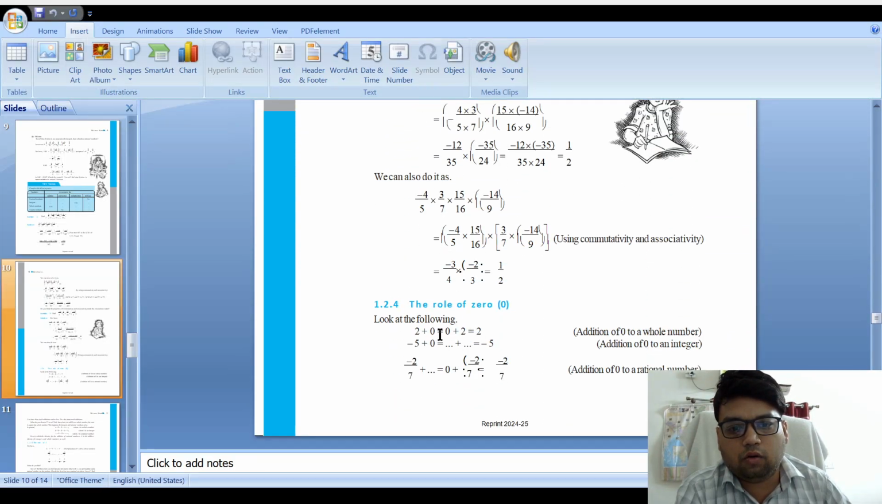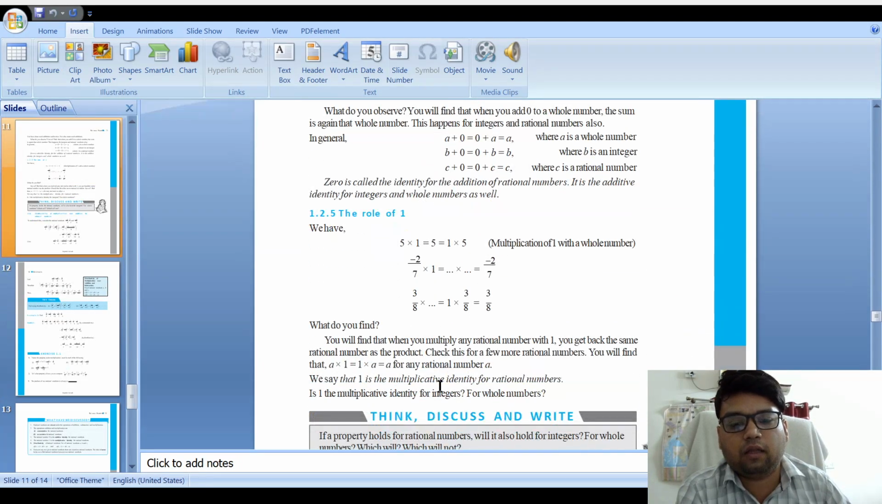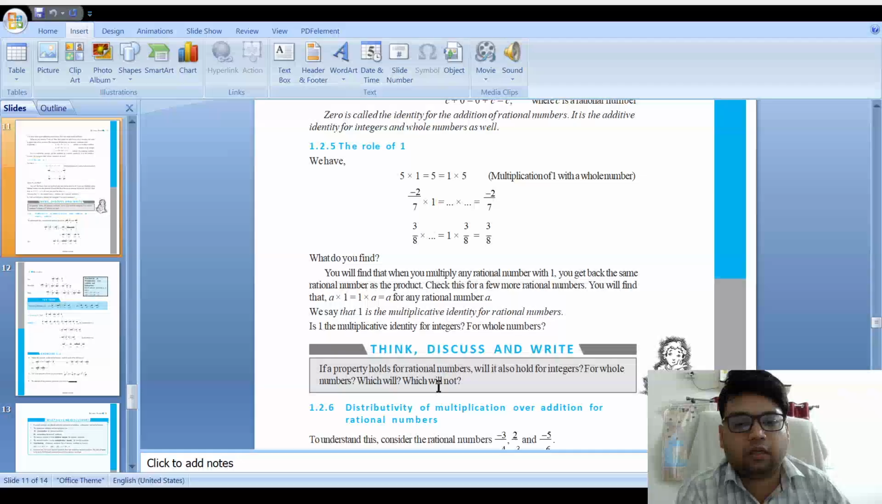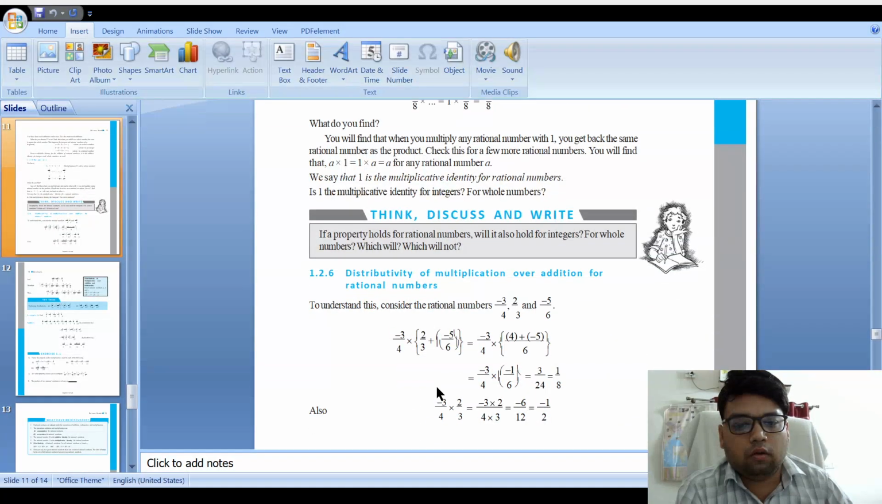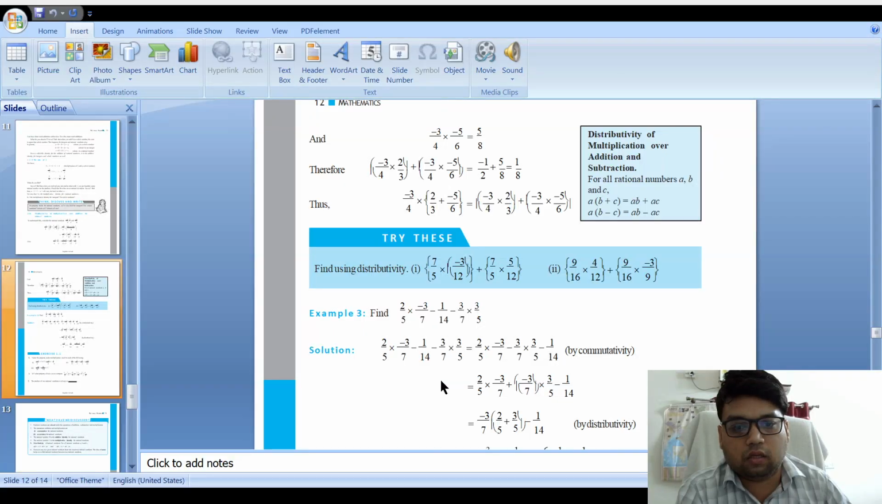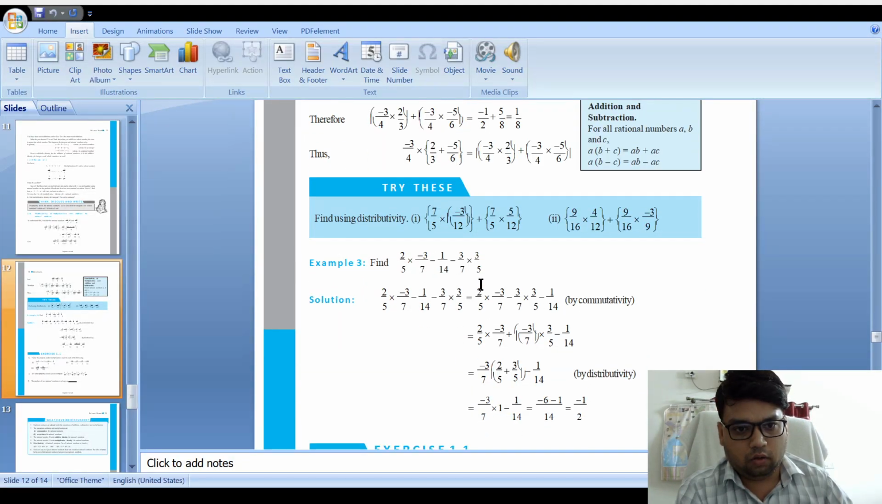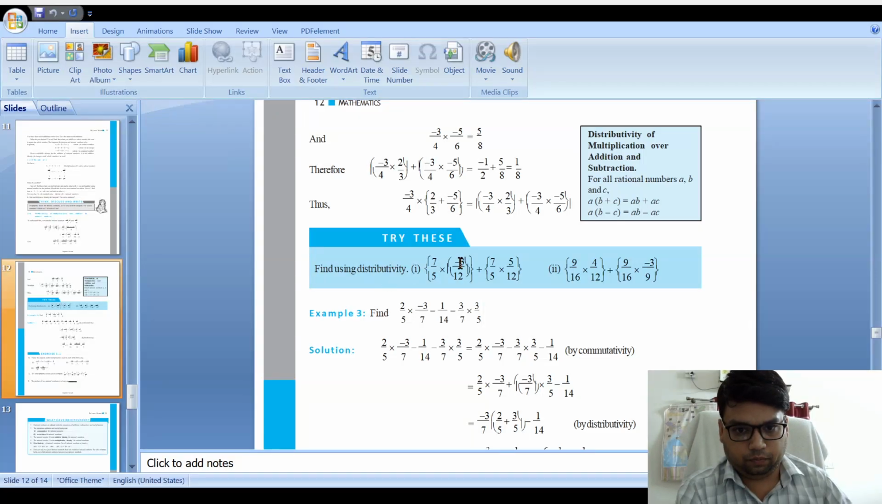For the case of 0, they were adding the value of 0, multiplying the value of 0, dividing the value of 0, and subtracting the value of 0. In some cases the result changes, in some cases the result is unchanged. When you solve just one, then you will understand this better.